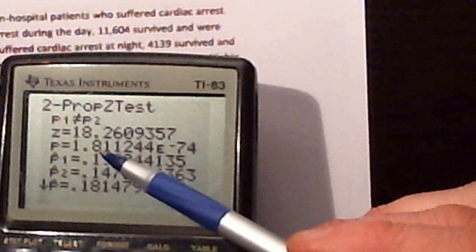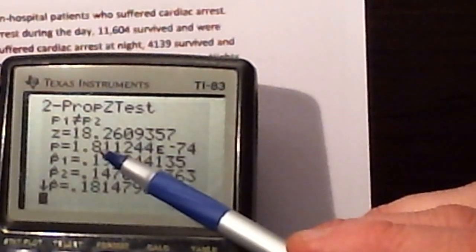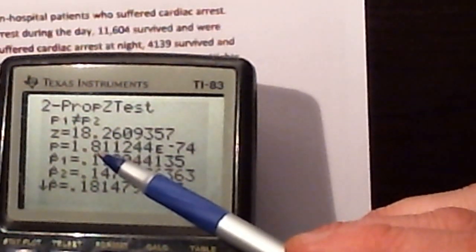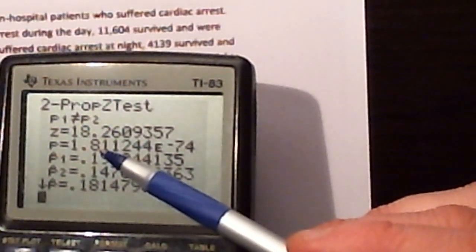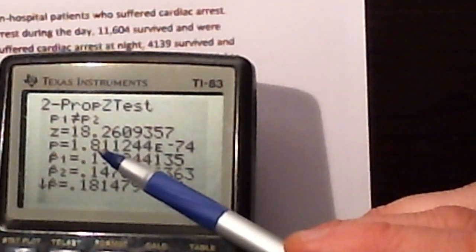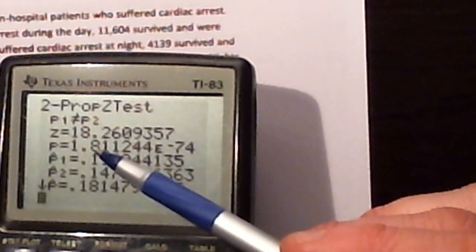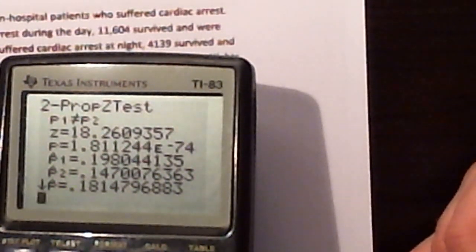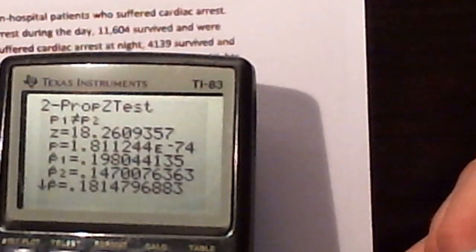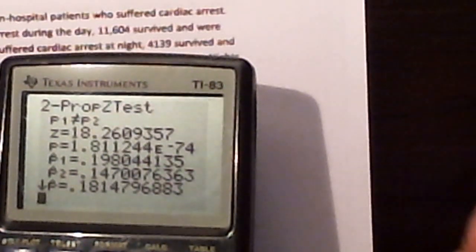And this supports the conclusion that we were able to go with when we did the problem using the 5-step method or the critical value method. And so therefore you can see that the claim is not being supported, that survival rates of day and nighttime cardiac arrest patients are not the same. So that's how you conduct a test using your calculator, the so-called p-value method.